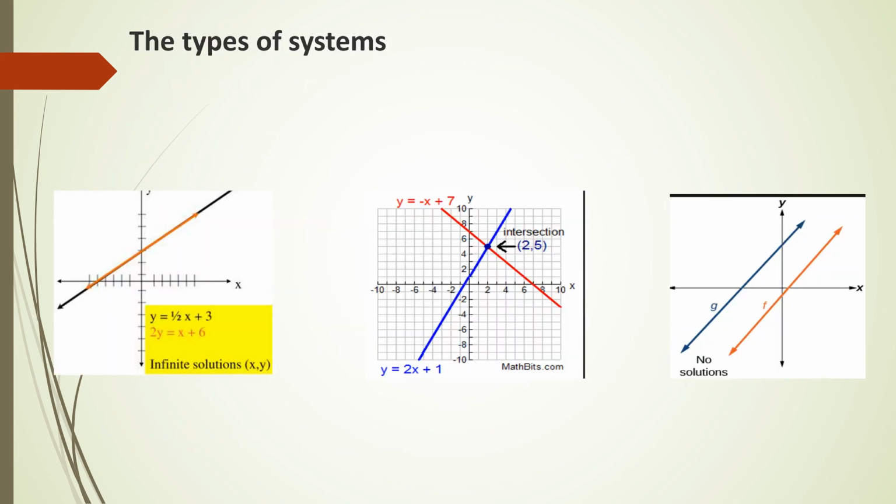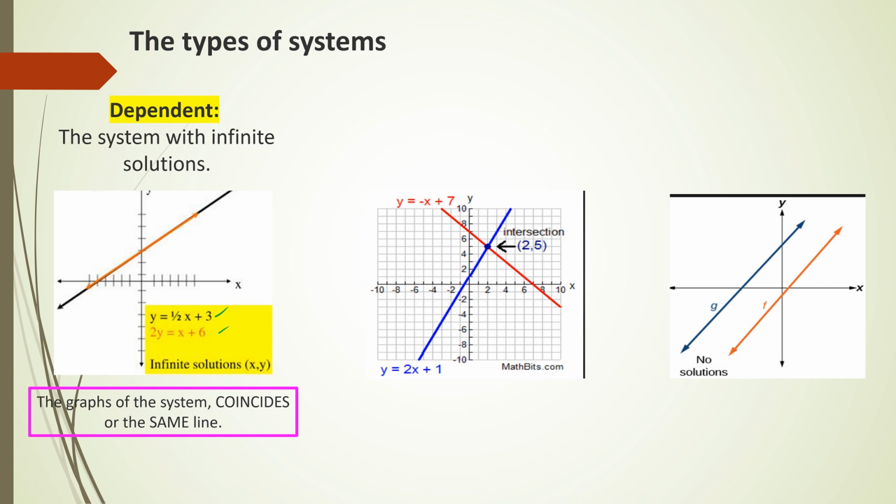Okay, so let us familiarize the different types of systems. The first one is the dependent system. This system has infinite solutions. As you have seen, the two graphs are coinciding. So if the two graphs are coinciding, we refer to the same line. So if they are coinciding, then take note it has infinite solutions. So the graph coincides or refers to the same line.